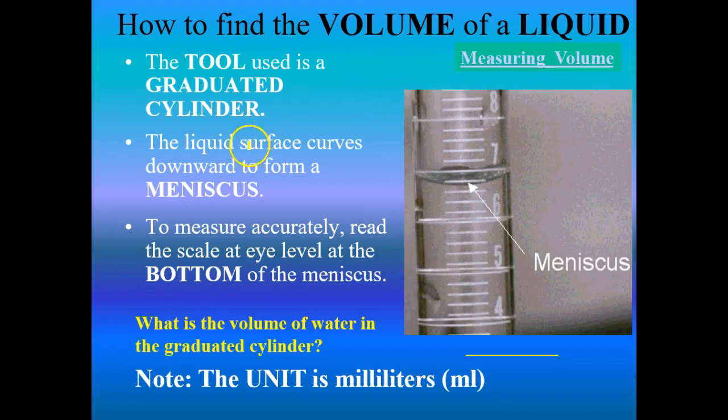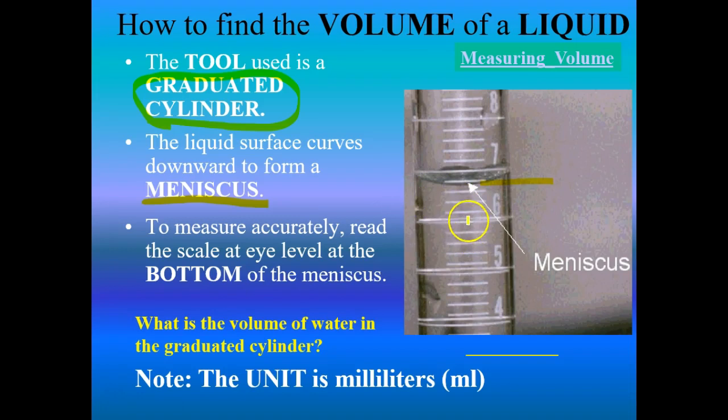The volume of a liquid. The tool that we're going to use for liquids is a graduated cylinder, and the smaller the graduated cylinder, or the more lines that it has, the better it is for us. The liquid surface curves down and forms a meniscus, and if you look here, we're going to look at the very bottom of the meniscus. Right in here, that is where you take the reading.